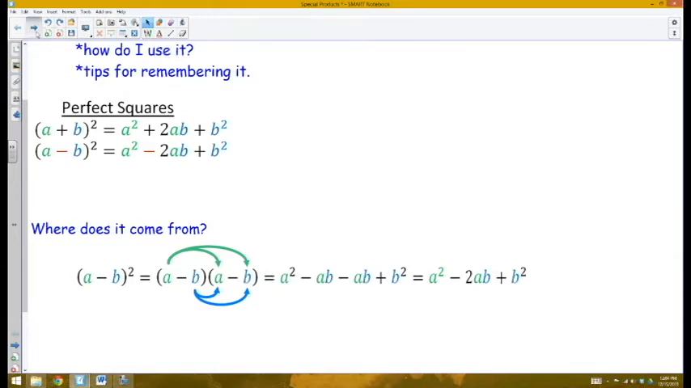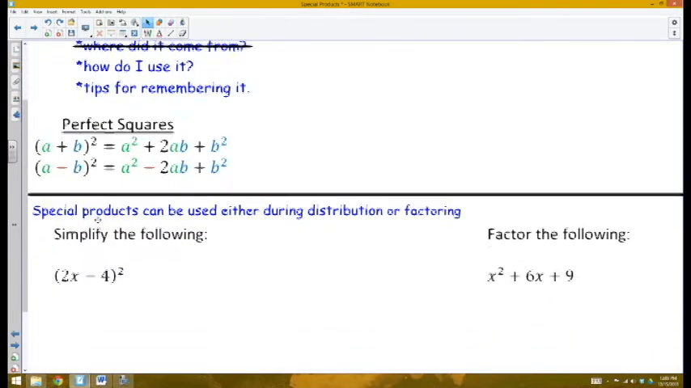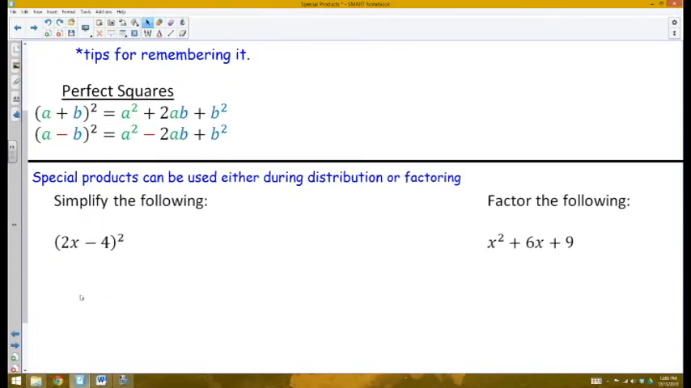So now, how do we use it? To use these patterns, let's see how we can use it in both an example of distribution and an example of factoring. Now, the perfect square pattern is most easily used in distribution. Notice what happens. I have my first term, whatever it is, squared, plus or minus the product of the two terms, plus the last term squared. That happens every time I expand a perfect square.